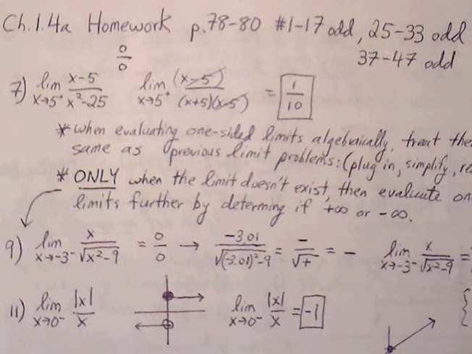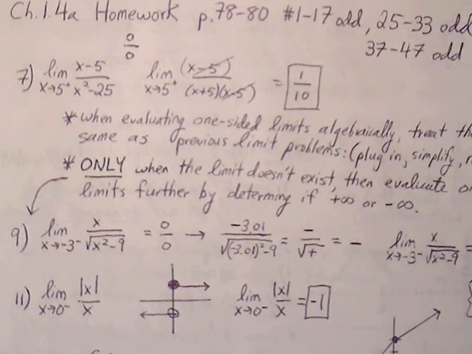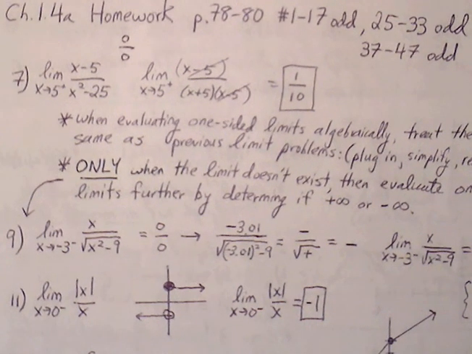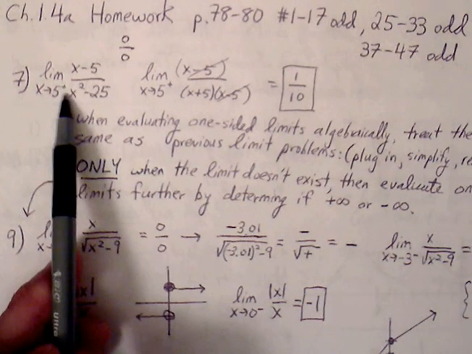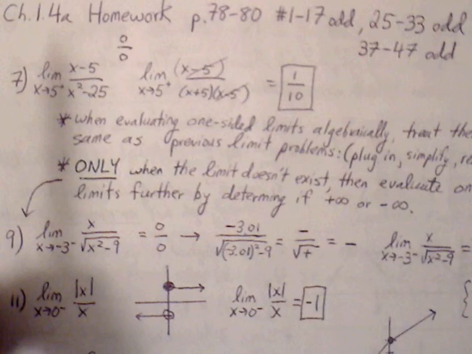These are selected homework problems from Chapter 1.4a, Continuity and One-Sided Limits. So number 7, limit as x approaches 5 from the right side of 5. See that plus there. Of x minus 5 over x squared minus 25.